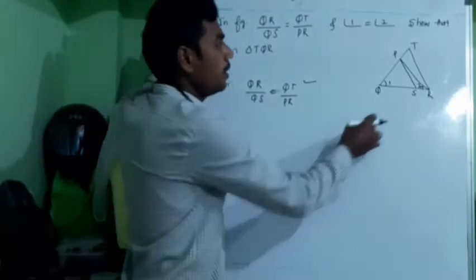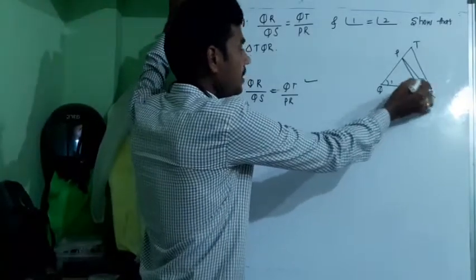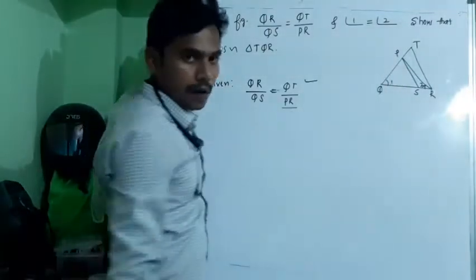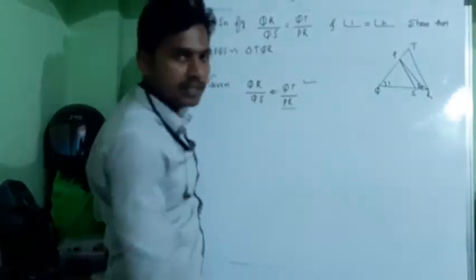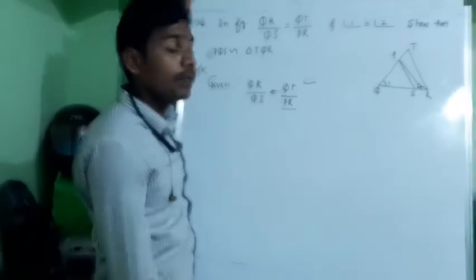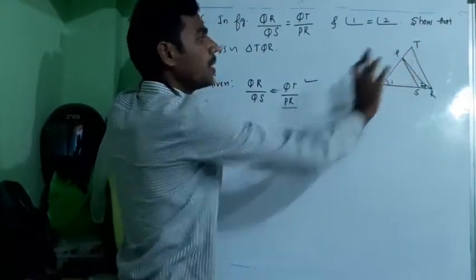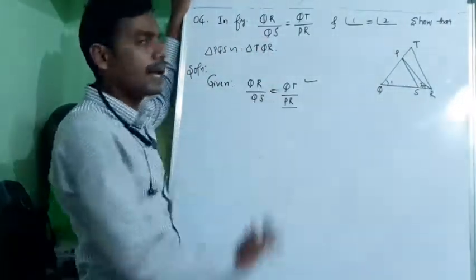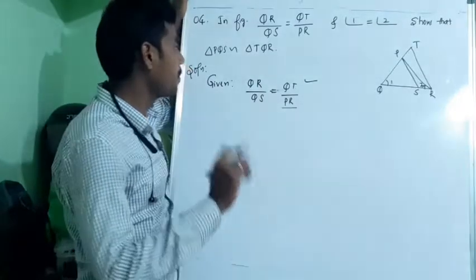So what can I write? With this relation I can show PR is equal to PQ. After that, what can I show? Angle Q is common. So then what will it become? QR by QS is equal to QT by QP. By SAS similarity criteria, both the triangles will be similar. So that is what I am going to do.